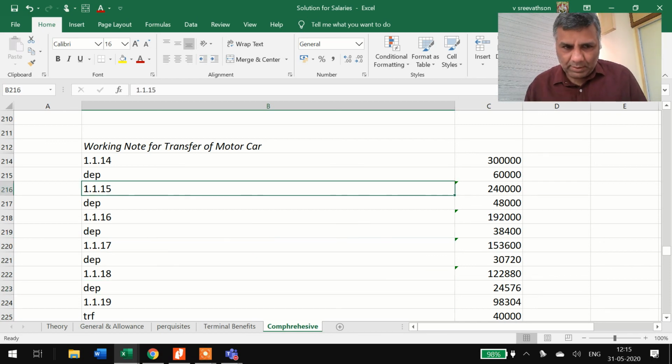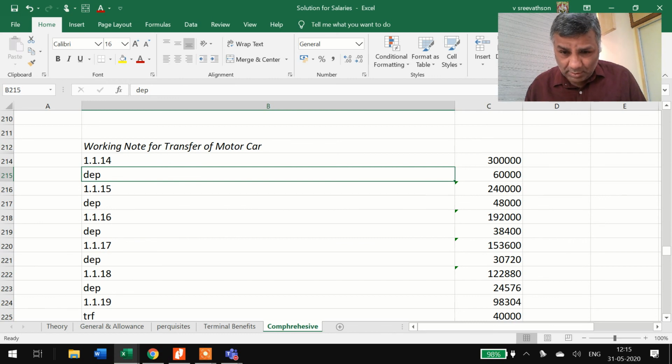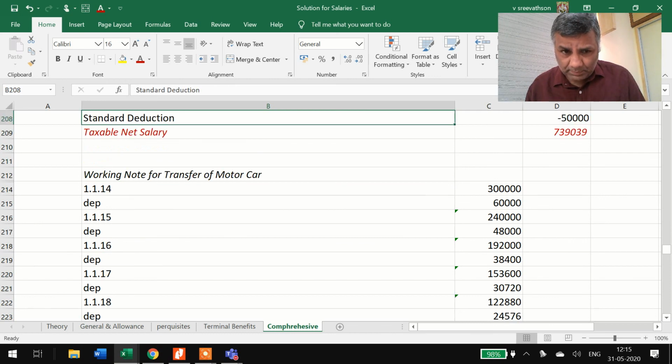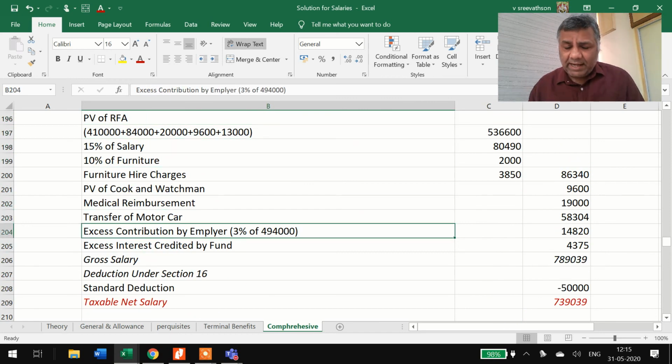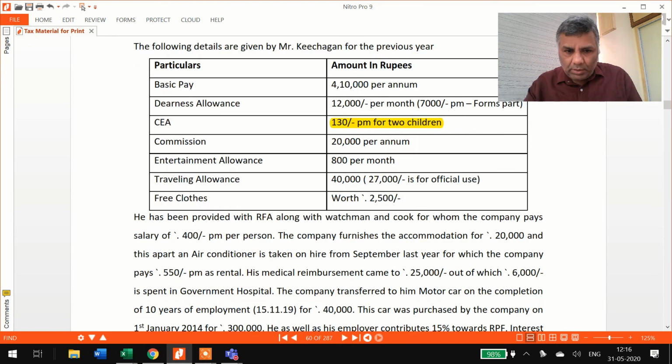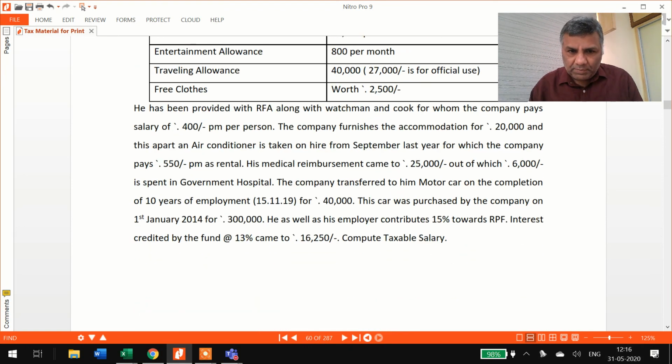Sir, the excess paid by the employer is 2%. For the excess, the salary definition is basic pay plus DA forming part: 4,10,000 plus 84,494, into 3%. How is it 3%, sir? 15% is contributed, 12% is allowed, so 3%. 13% is allowed, sir. No, that is interest. Oh, okay. Contribution is 15%.